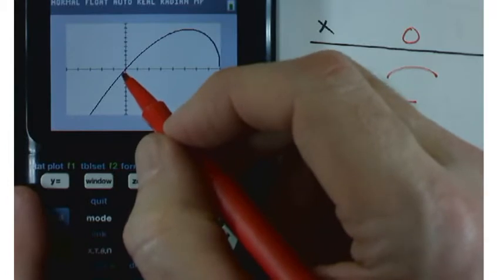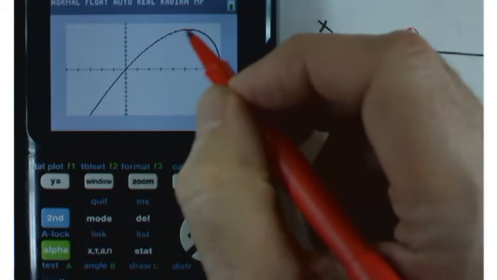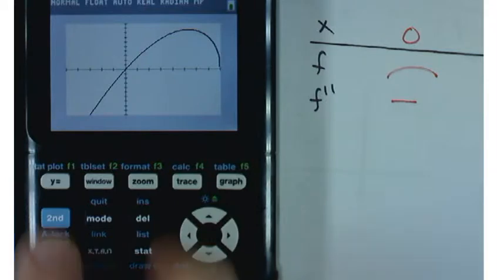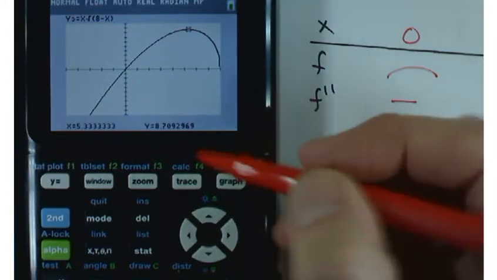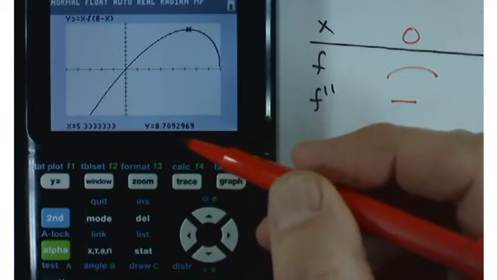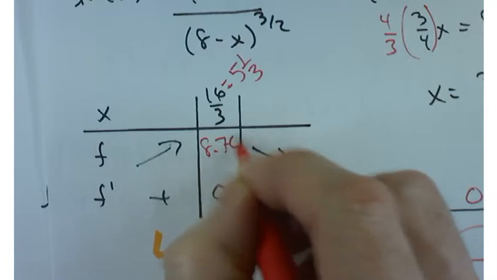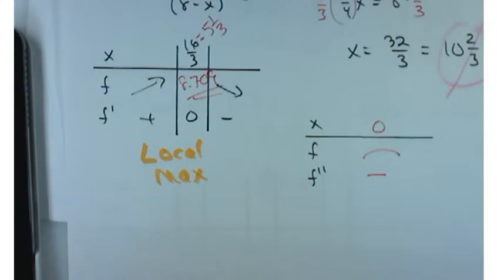Our graph passes through the origin, which we can see when we look back at the original function. The graph is always concave down, and it has a maximum point right here. Now we know the x-coordinate. Let's see if we can't figure out the y-coordinate. If you hit the trace key and type in 16 divided by 3, it should tell you that the y-coordinate is about 8.709. So that'd be your maximum. If I was asking for the y value, that'd be 8.709. That's your max. All right, cool. So that's bringing everything together on that one.